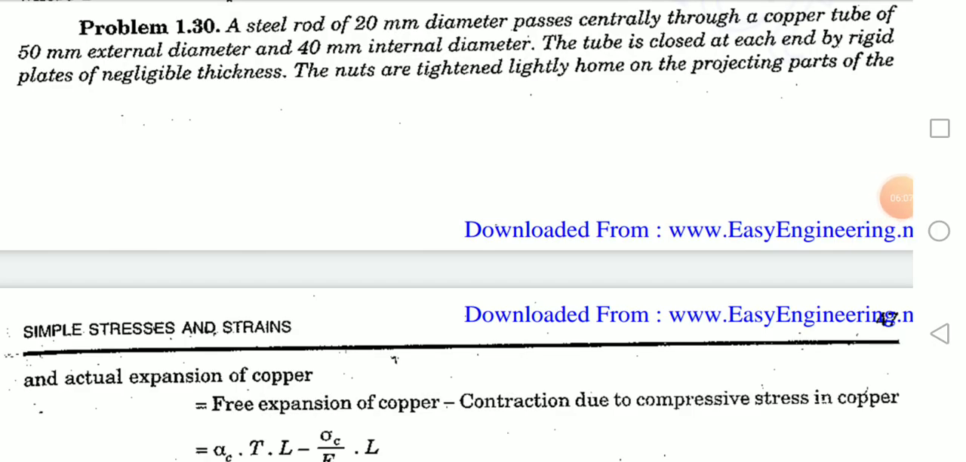So the next problem, temperature stresses in bars, composite bars. Let us go directly to the problem.